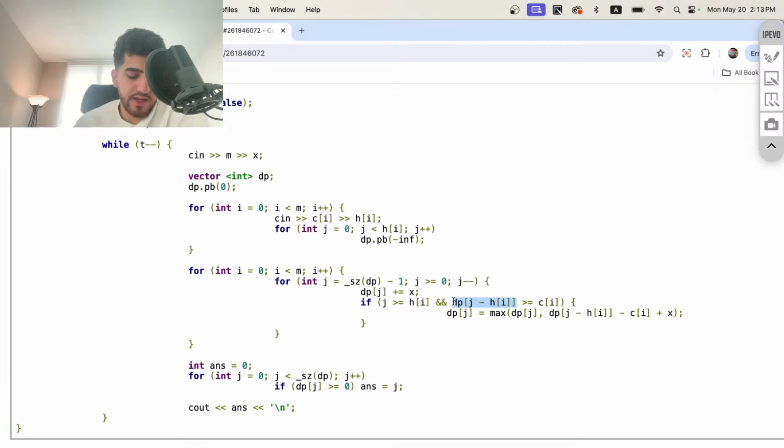J is happiness, yes. J is happiness, dp of j is the current money that we've saved, not the current cost. We try to maximize dp of j. And if we can save some non-negative amount of money at some point, it means that it is possible to have that.